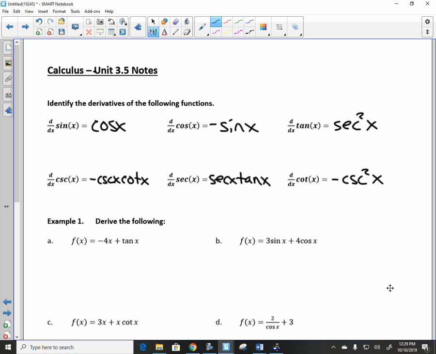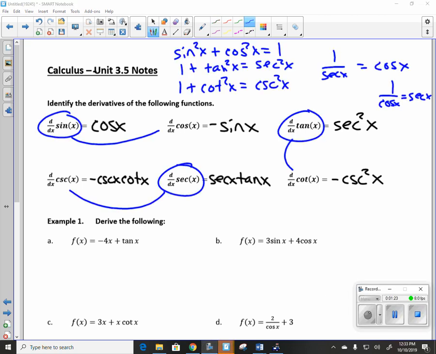You do need to have these memorized. Okay. Some people wonder, how do you ever begin to memorize these things? And I will tell you that I do a bad job of helping you get there. Let's go to work and find some derivatives.